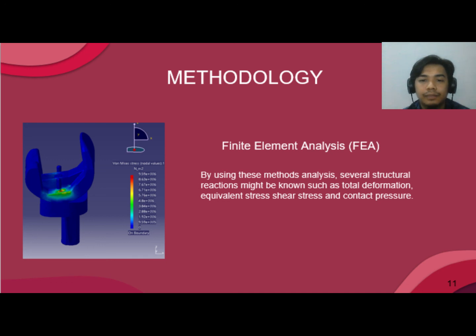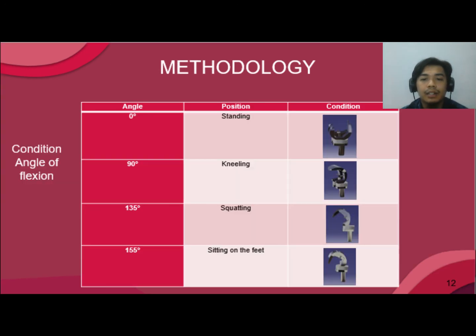contact pressure. In this project, the knee flexion has four angles that need to be analyzed: 0 degrees standing, 90 degrees kneeling, 135 degrees squat, and 155 degrees sitting on the feet. The table shows the example knee implant in different conditions of flexion angle. An example that needs all these angles is the Muslim prayer. All movements and activities during Muslim prayer use the flexion angles that need to be analyzed.